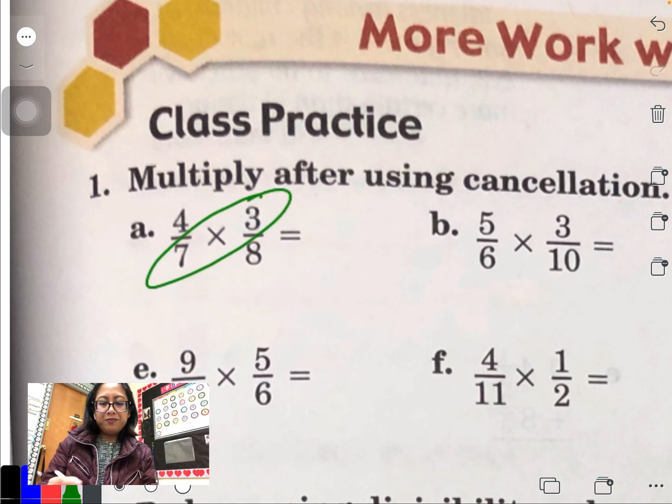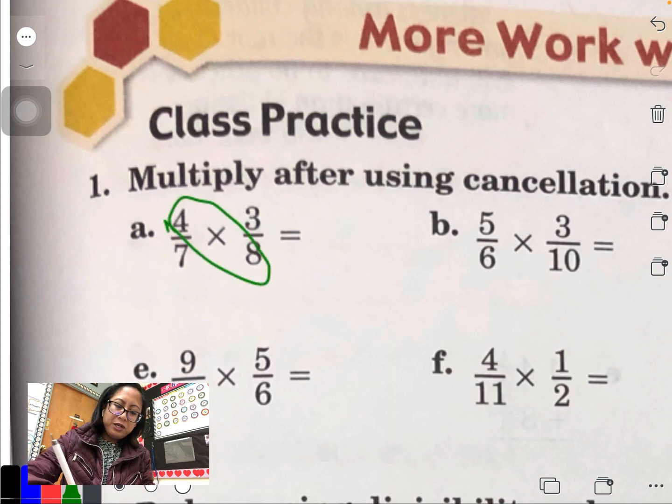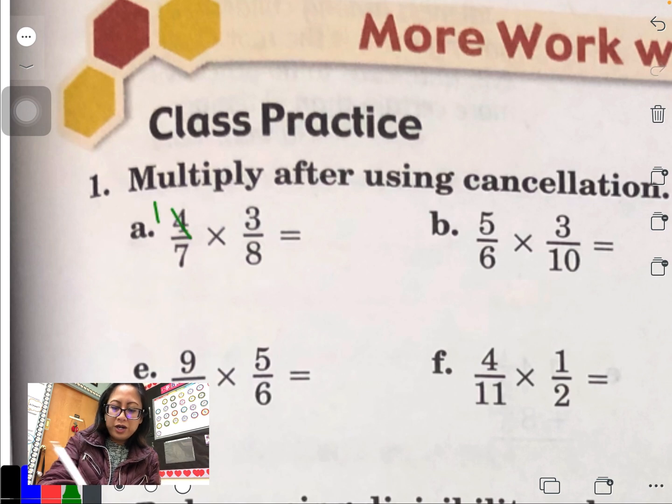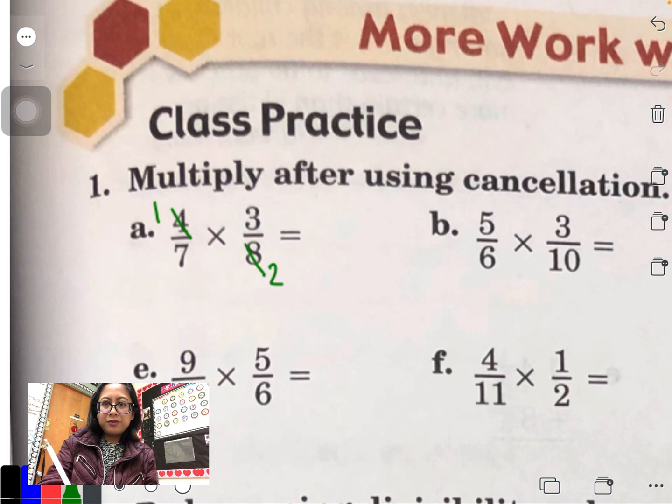3 and 7. 3 and 7 have nothing in common. They're both odd, but in terms of factors, they don't really have anything in common except for the factor 1. So I don't have to cancel there. But 4 and 8, they have something in common. They're both even, and 8 can be divided by 4. Like if I say 4 divided by 4 is 1, 8 divided by 4 is 2, okay?